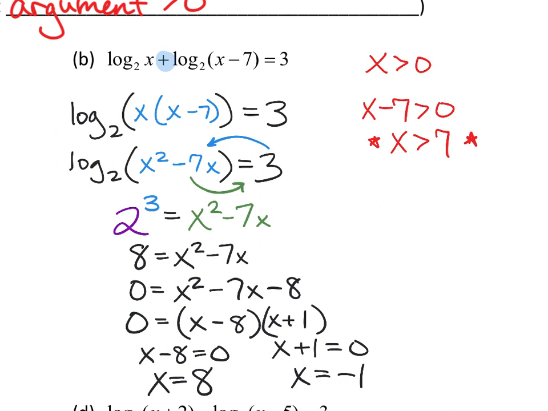Yeah, remember that we said at the beginning that the number had to be bigger than 0 and bigger than 7. So negative 1 is out. It's not bigger than 0, nor is it bigger than 7. So x equal to 8 is the only solution here, and it fits both of my restrictions.